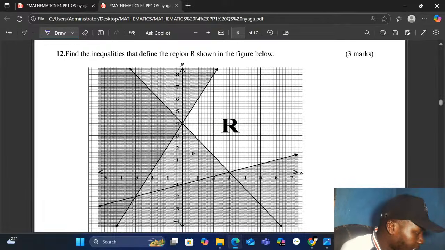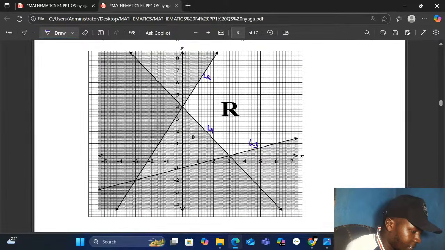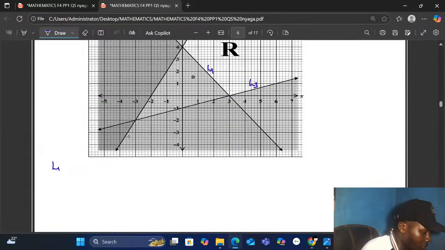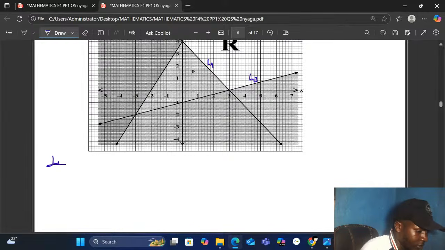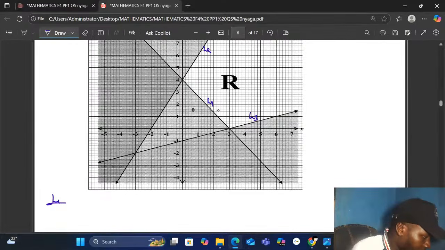Then we have to look for L1. We can have this as L1, and then we have this as L2, then we have this as L3. Now, using L1, we look for 2 points. Where is this? We can have this point, 0, 4.